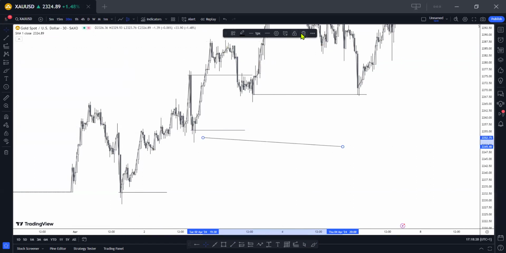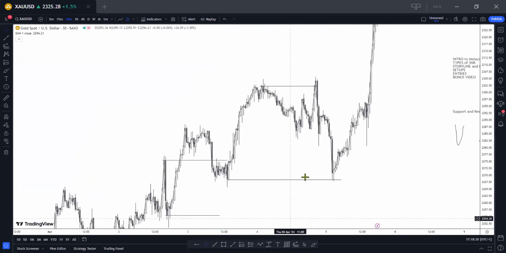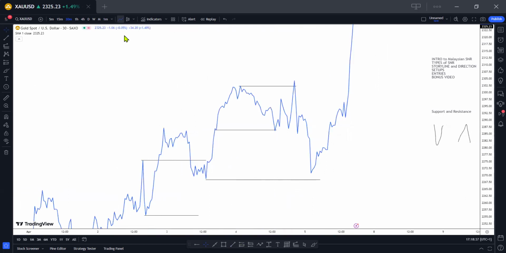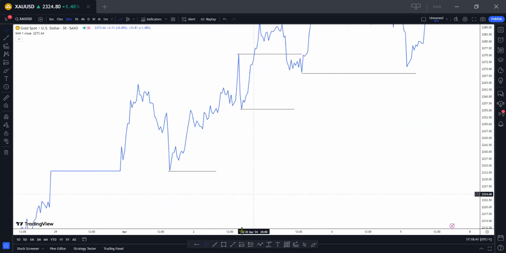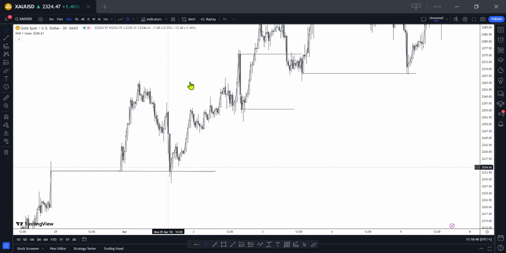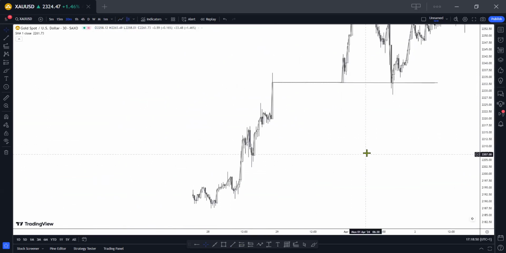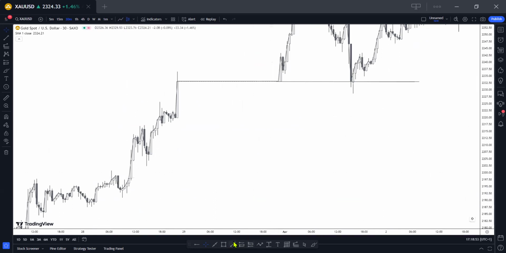See that? My V's and A's are popping up. V's, A's everywhere. This is a V. That's a V right there. Price came, tapped, and then started to pump up. So this is typical Malaysian SNR. This is a V right there. See, tapped and price started to move higher. All right, what else? Let's see more examples. See this.